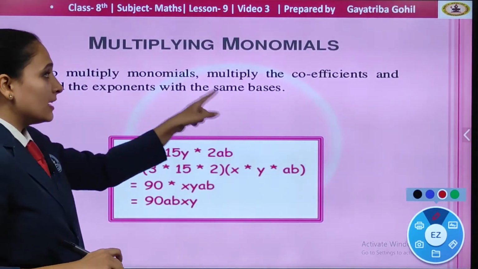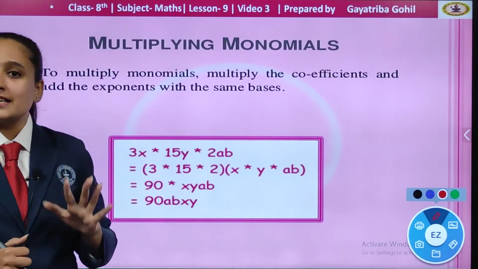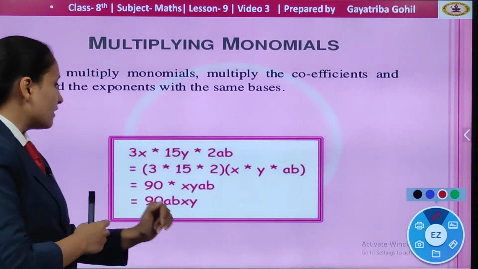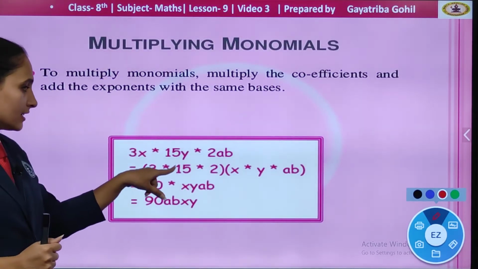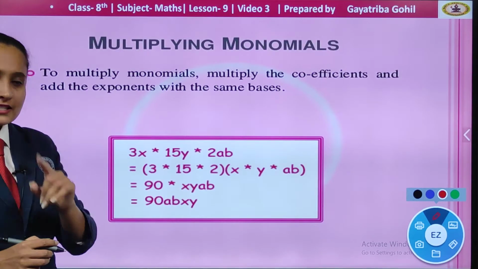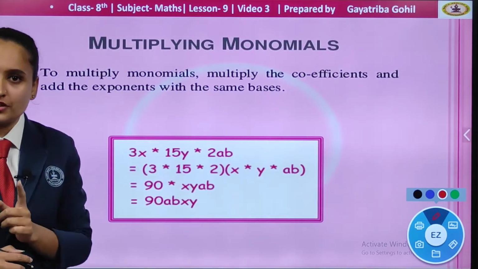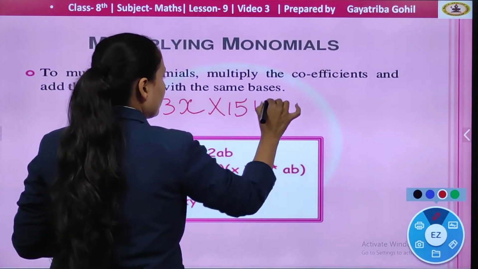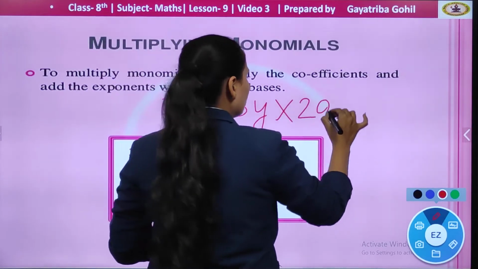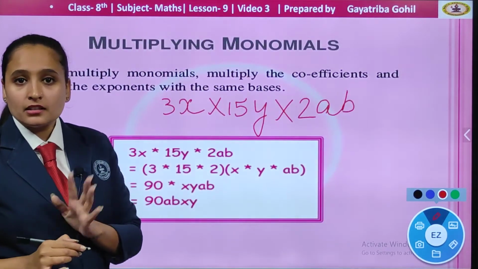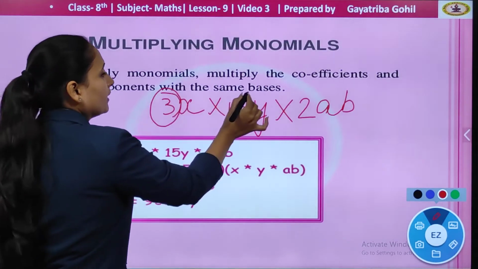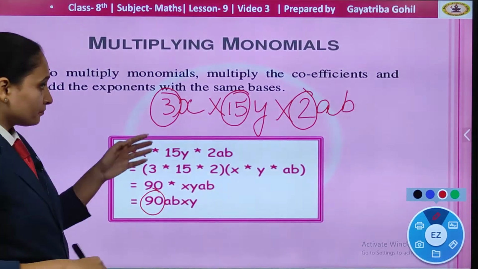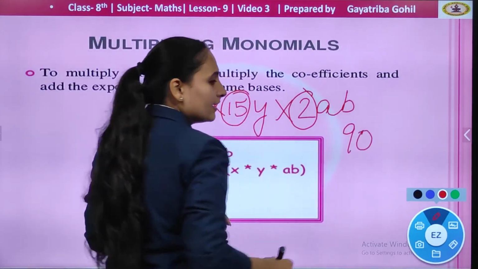To multiply monomials, multiply the coefficients and the exponents with the same base. If the bases are same, then and only then you can multiply them, right? Now let us see this example. I want to multiply 3x, 15y and 2ab. First thing, multiply the constants, the coefficients. Let me write it here: 3x into 15y into 2ab. First multiply the coefficients. So 3 into 15 into 2 will give you 90, right? So here write down 90.